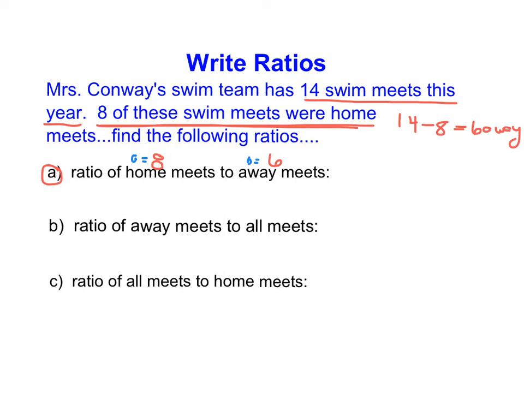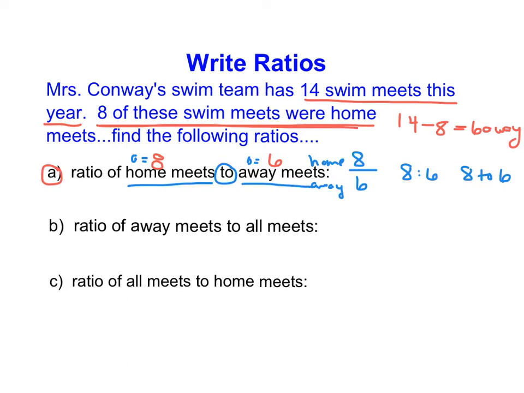So we can write our ratio in any of the three ways that we listed on the previous slide. We could say 8 to 6. So this is home to away. You can see they give it to you in the instructions. You could also write this as 8 over 6, or 8 colon 6. So you can write it in any one of those three ways as long as the 8 comes first since it's before the word to, and the 6 comes second.